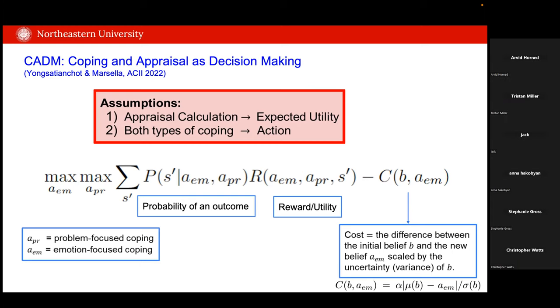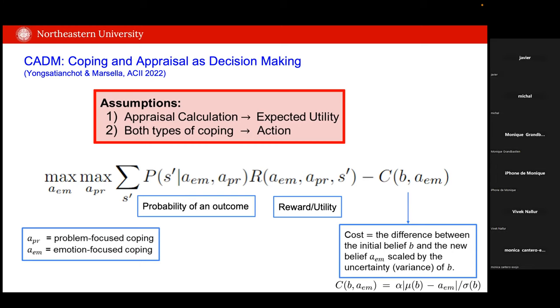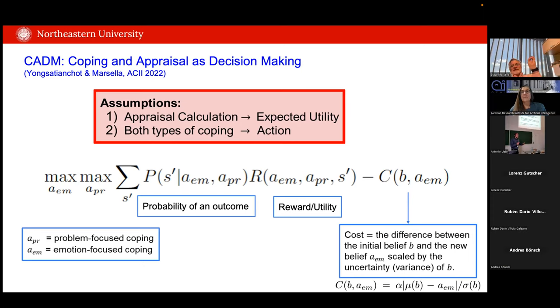the mean of the initial belief, because the beliefs are modeled as a distribution, compared with a desired new belief. That assumes a certain distance. There's a certain difference being calculated, and that's scaled by the variance.